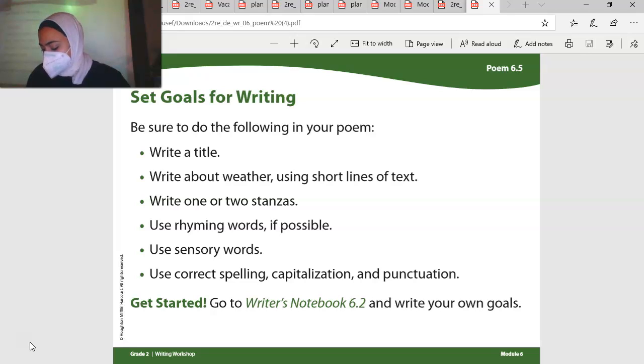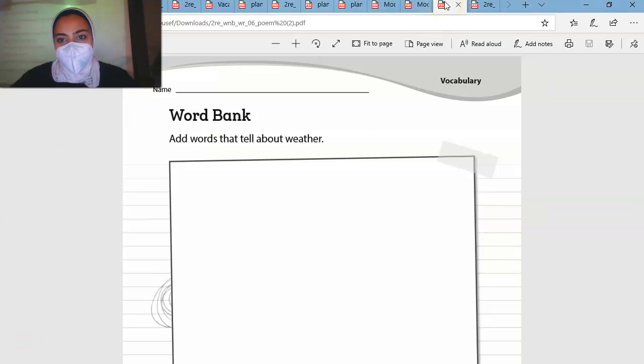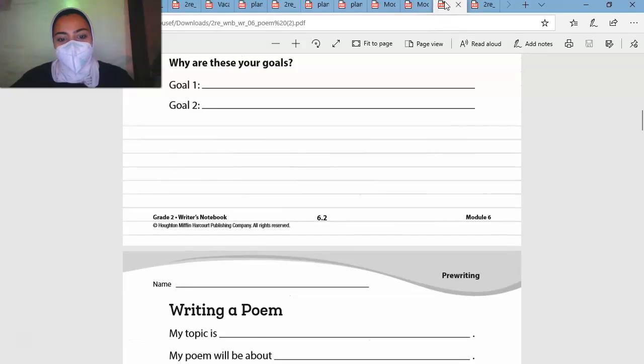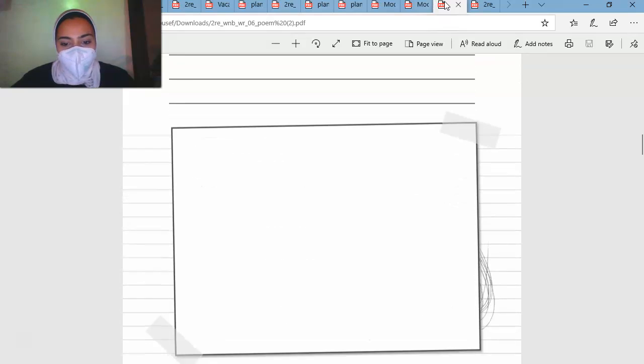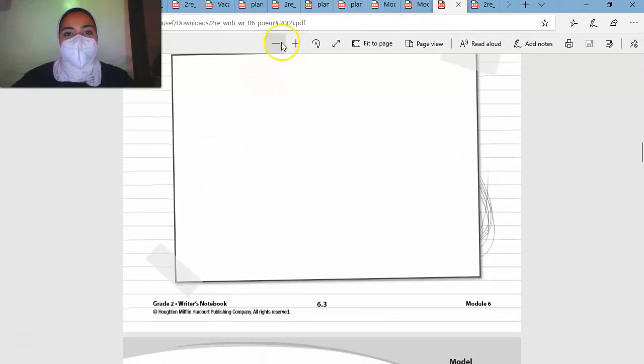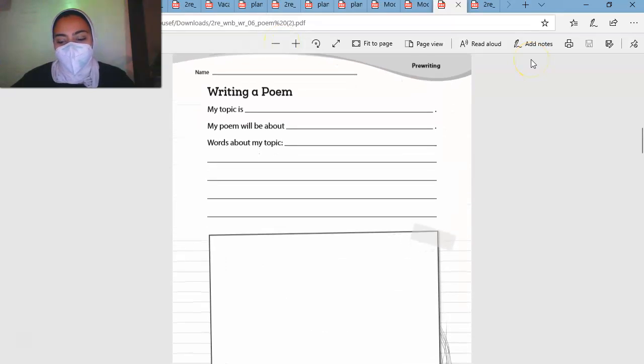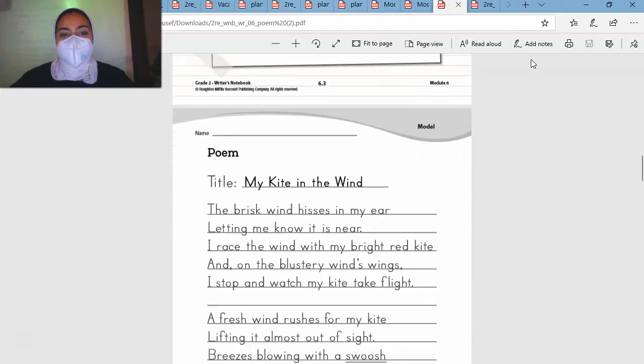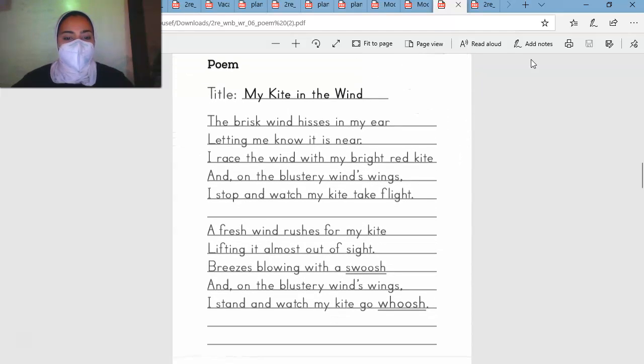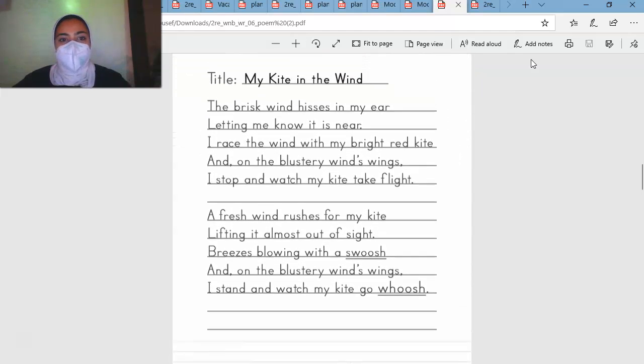Yesterday, we talked a little bit about writing a poem and the topic of your poem and what your poem will be about. We also drew a little picture of what we are going to write our poem about. We did that on page 6.3 inside our writing packets. Okay. Today we will be focusing on this model. So we're on the next page in our writing packet, 6.4.